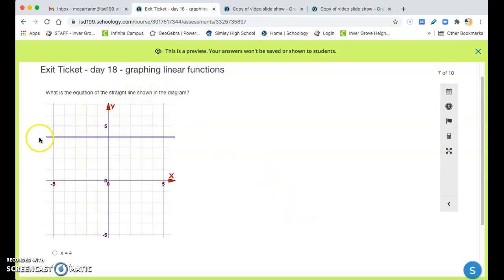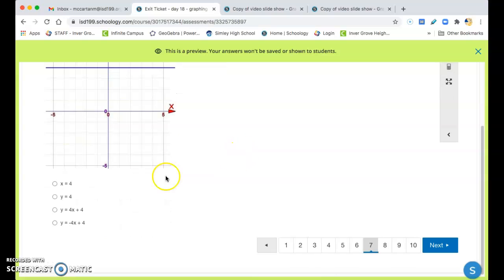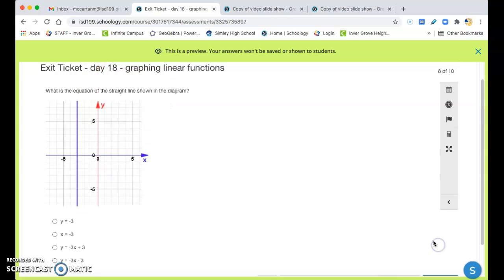All right, straight line, straight across, guys. Y always equals 4 right there. Doesn't matter what x is. Y always equals 4. All right, here, x, it's right here. X always equals negative 1, 2, 3. X is always negative 3.